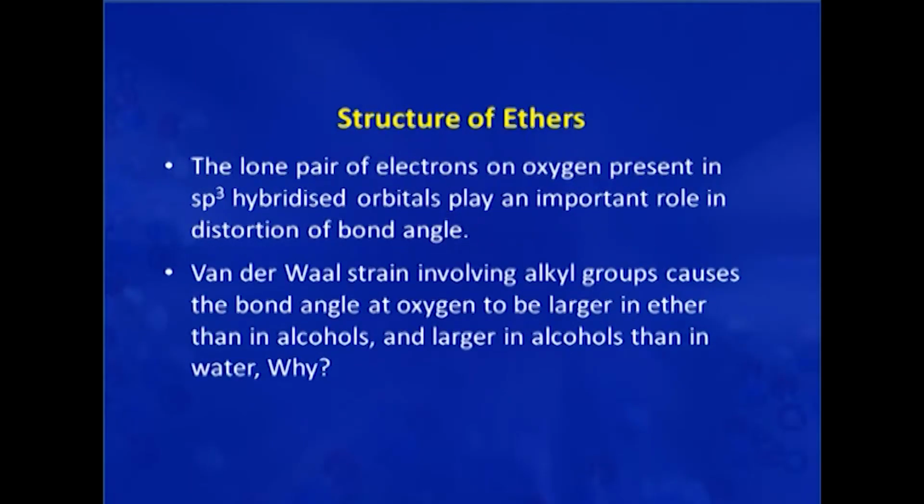In the ether molecule, we also see van der Waals strain. This van der Waals strain arises because of the size of the groups or atoms present in the molecule. As we increase the size of the alkyl group, there is more and more distortion seen in the ether molecule. In the present slide, you can see that we have four molecules written here. One is a water molecule, the other one is an alcohol, and the last two are ether molecules.